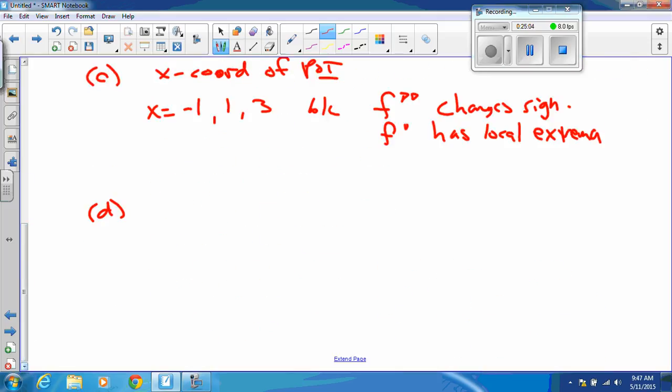Given that f of 1 is equal to 3, write an expression for f of x that involves an integral. Okay, so f of 1 equals 3, then that means that f of 1 equals 3 is showing you the area from -3 to 1 is equal to 3.